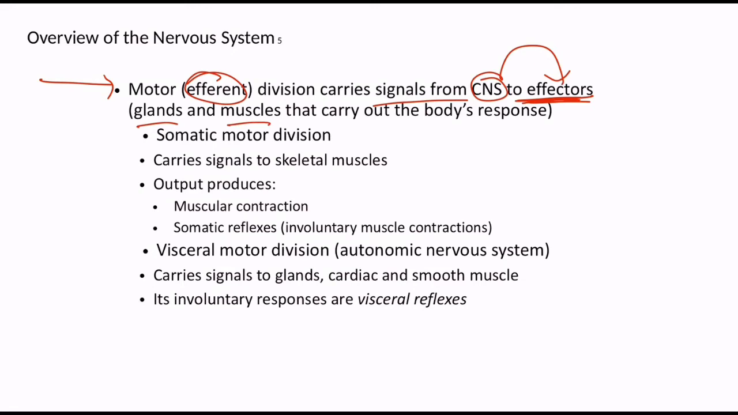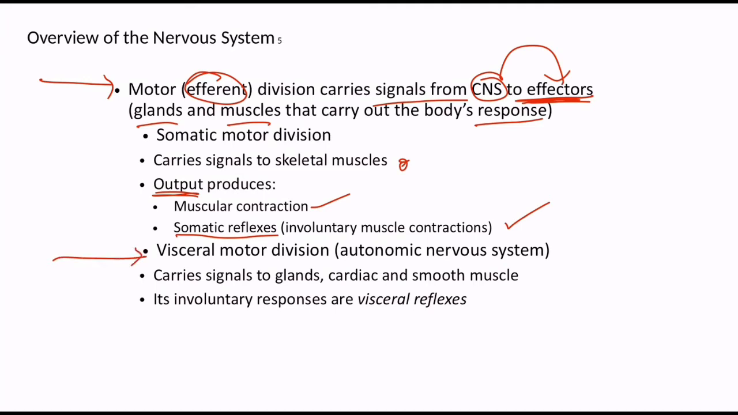It's your response, basically. So the somatic motor division, again, is going to carry signals to skeletal muscles. So outputs, or some of the things it does, are going to be muscle contraction, for example. And sometimes these are going to be also involuntary muscle contractions, like the somatic reflexes.